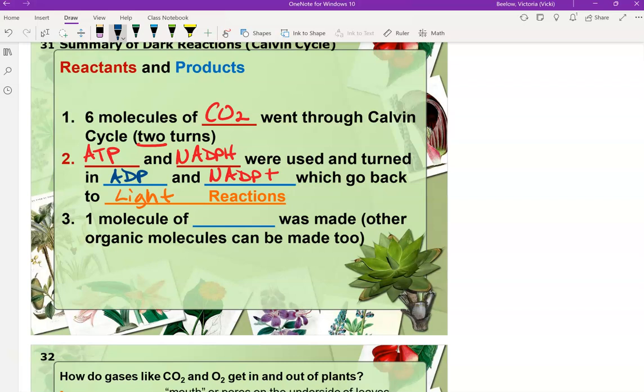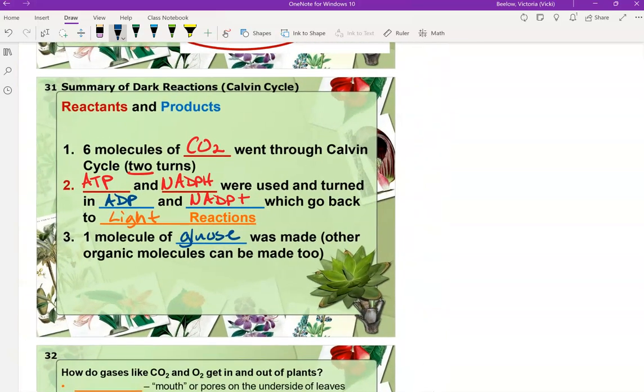And after we go through the cycle twice, we set one molecule aside the first time, we set a second one aside, we combine those together to make one molecule of glucose, which is C6H12O6. We could possibly use it to make other organic molecules, depending on what the plant may need.